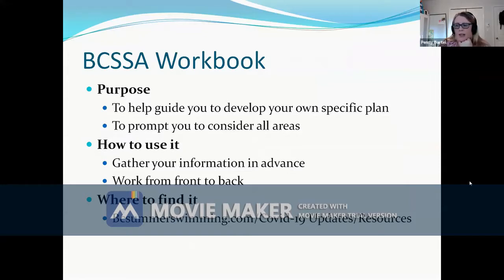So the workbook isn't to prescribe what you're doing, it's just to give you questions that may twig you, that may help you consider all the different areas as you are working and looking at your own programs and facilities. Everything in the book won't apply to everybody on the call. It won't apply to every single facility. So it's just a guideline to help you as you move through it.